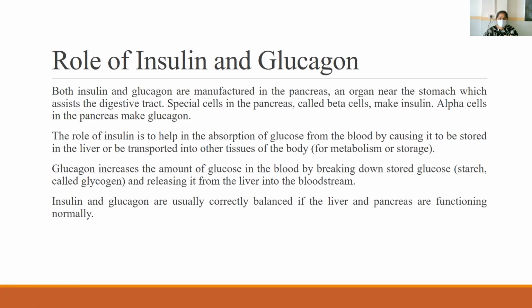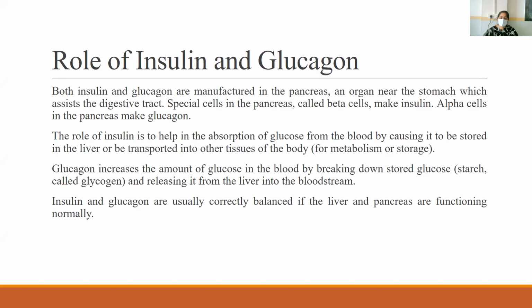And pancreas is an organ near the stomach, which helps in the digestive tract. So the digestive tract, what is its role? It usually produces the pancreatic amylase, which helps in digestion. So though the pancreas is a very small organ, it has a very important role to play in digestion as well as in glucose regulation of the body.